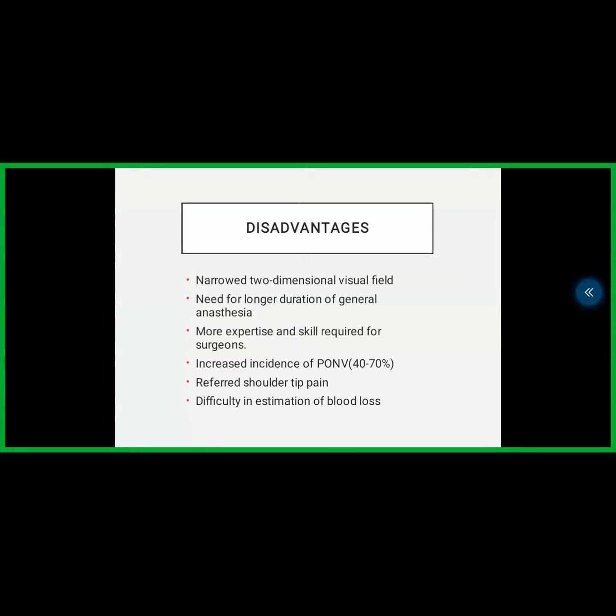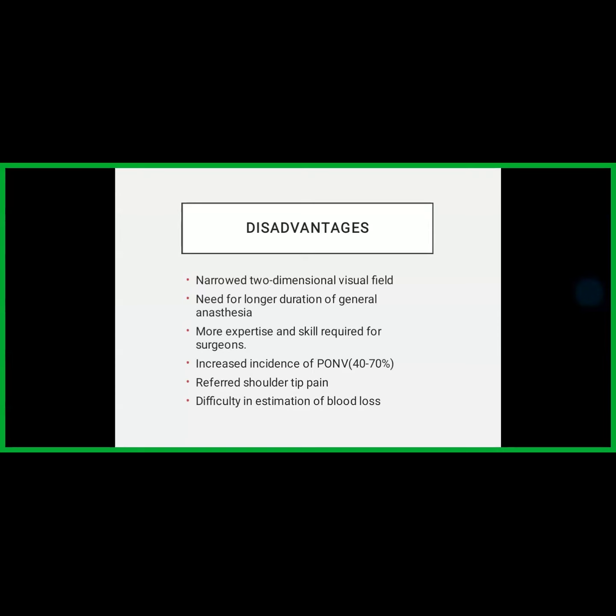Then the disadvantages are that the space is a narrow two-dimensional visual field. It's not what you are opening and seeing. And also you need a longer duration of general anesthesia as opposed to the open laparotomy. Then more expertise and skill, and also a longer learning curve for the surgeon, because even after qualification, they might need to go and specialize and learn minimal access surgery. Then another disadvantage is the increased incidence of post-operative nausea and vomiting.